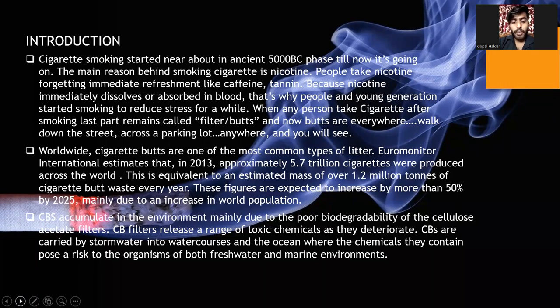And now butts are everywhere. Walk down the street, across the parking lot, anywhere, and you will see them. Worldwide, cigarette butts are one of the most common types of litter. International estimates say that in 2013, approximately 5.7 trillion cigarettes were produced across the world. This is equivalent to an estimated mass of over 1.2 million tons of cigarette butt waste every year. This figure is expected to increase by more than 50% by 2025, mainly due to the increase in the world population.